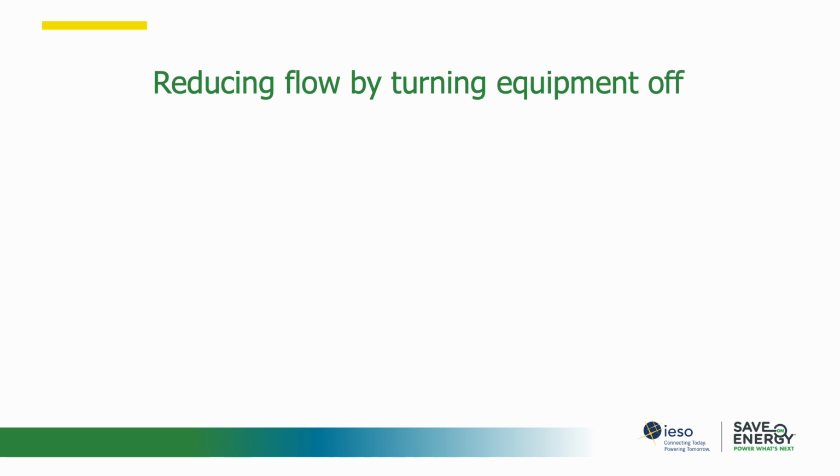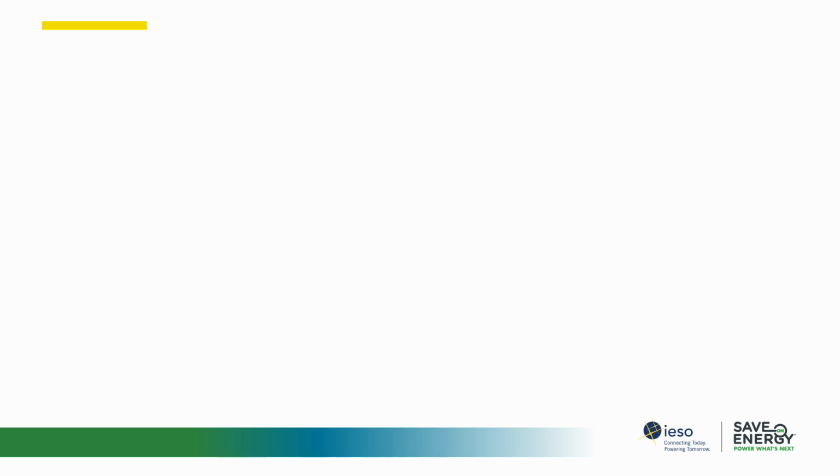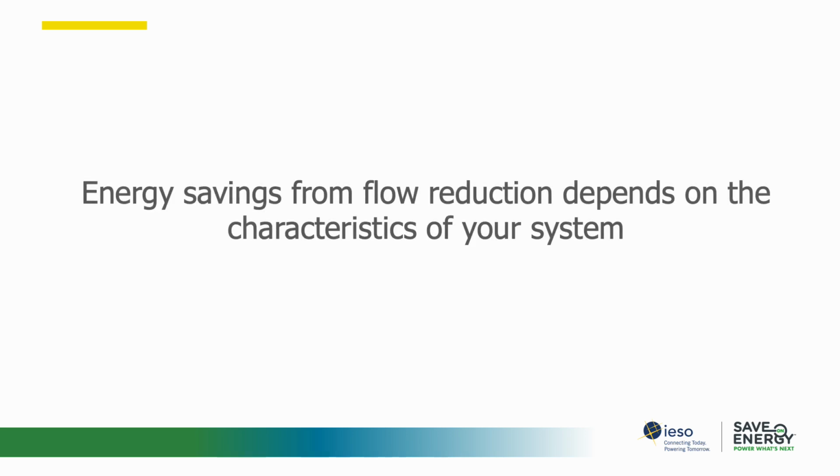Reducing flow by turning off pumps or fans when they're not needed has a direct relationship to energy savings because it reduces the time component of the energy equals power multiplied by runtime equation. When it comes to reducing pump and fan flows, the amount of energy savings depends on the characteristics of your system.